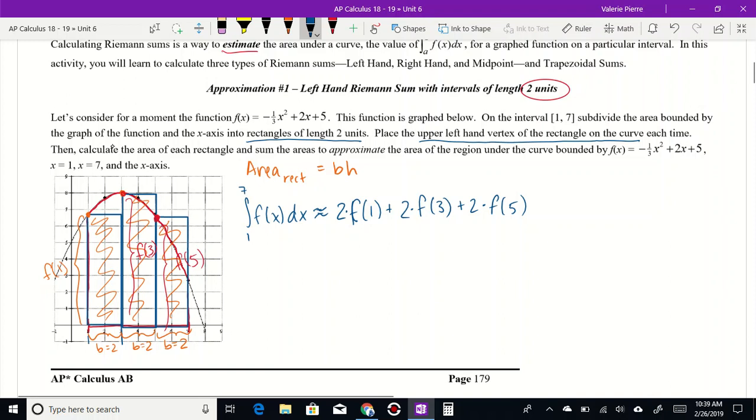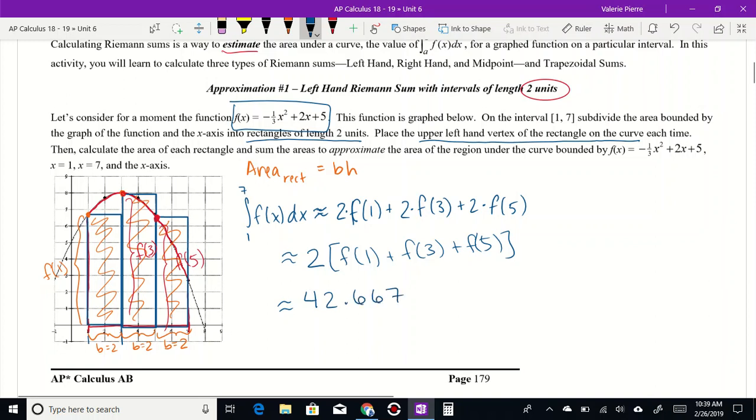Okay, I can simplify this since every value is being multiplied by 2. I can bring that 2 out, and I have f of 1 plus f of 3 plus f of 5. And since my function is already given to me, all I need to know is what f of 1, f of 3, and f of 5 are, add them together and multiply by 2, and we get approximately 42.66. Okay, so that's the approximate area under the curve when my rectangles have a length of 2 units.